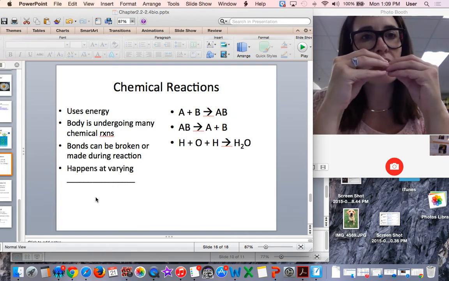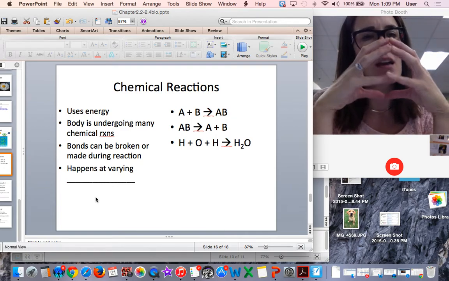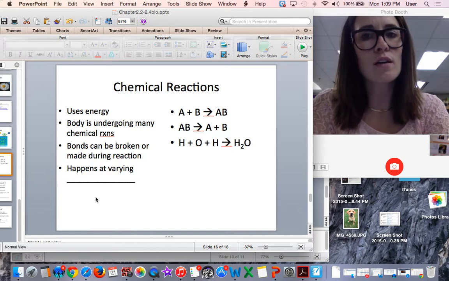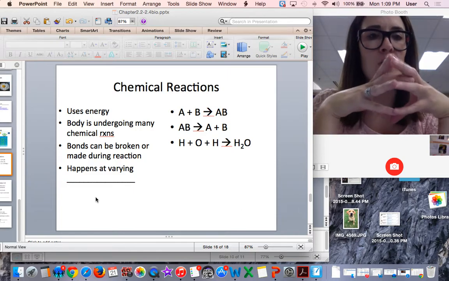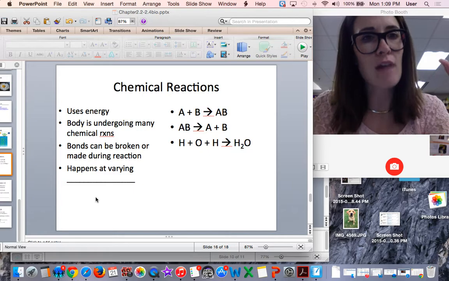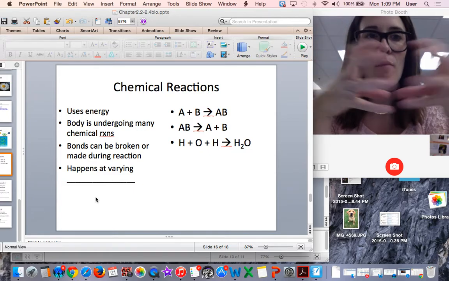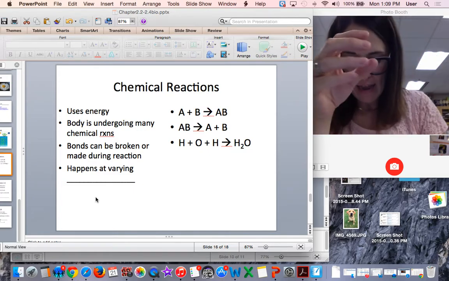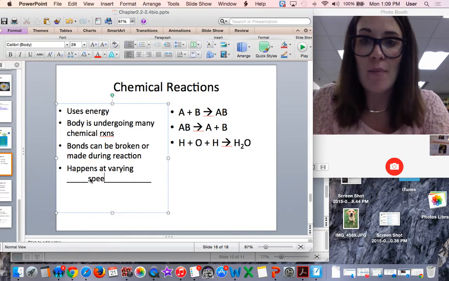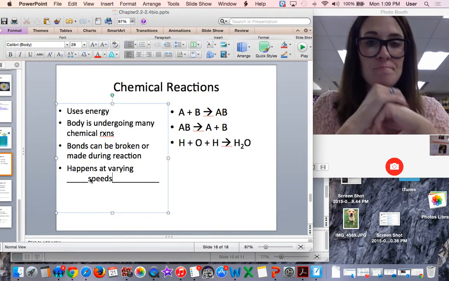These chemical bonds that hold atoms together can be broken or they can be remade during chemical reactions. When they're broken, energy is released. When they're put back together, energy is needed. And these reactions happen at varying speeds.